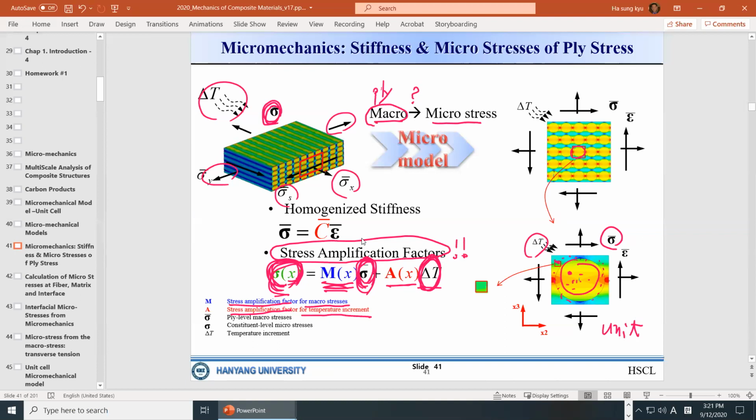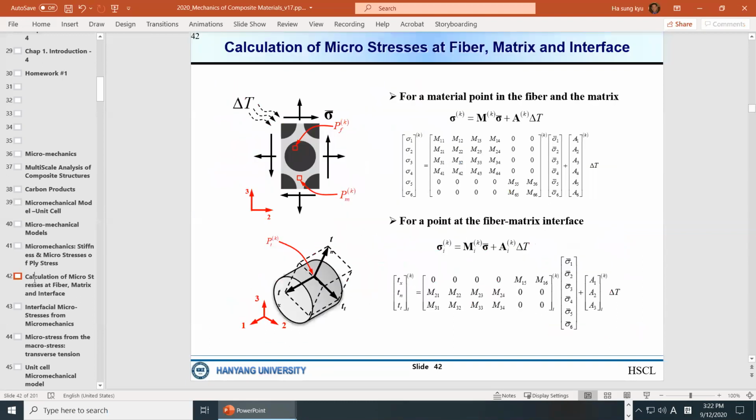Well, again, why are these stress amplification factors so important? Once we have these stress amplification factors, to calculate these micro stresses, what we need to do is nothing but multiply M by sigma bar. Then you can immediately get the local stresses sigma. So that's the concept of the stress amplification factor.